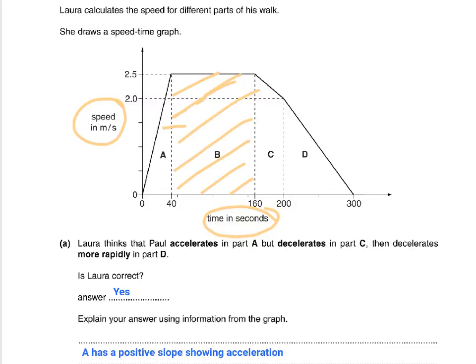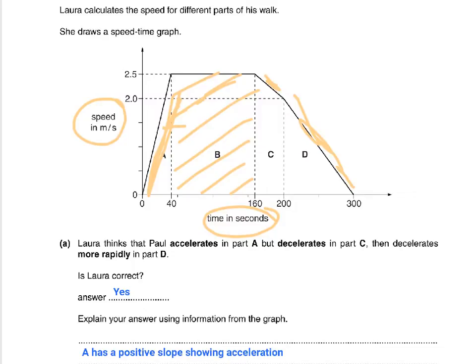So in this particular example, Laura thinks that Paul accelerates in part A but decelerates in part C, then decelerates more rapidly in part D. So is she correct? Well, in section A, we've got a positive gradient, which shows that he's accelerating, and in C and D we have negative gradients, which again shows that he's decelerating or slowing down, but there is a change in gradient, and the fact that D is steeper does mean that he's decelerating more rapidly in D, so she is correct. And then all we need to do is explain that.